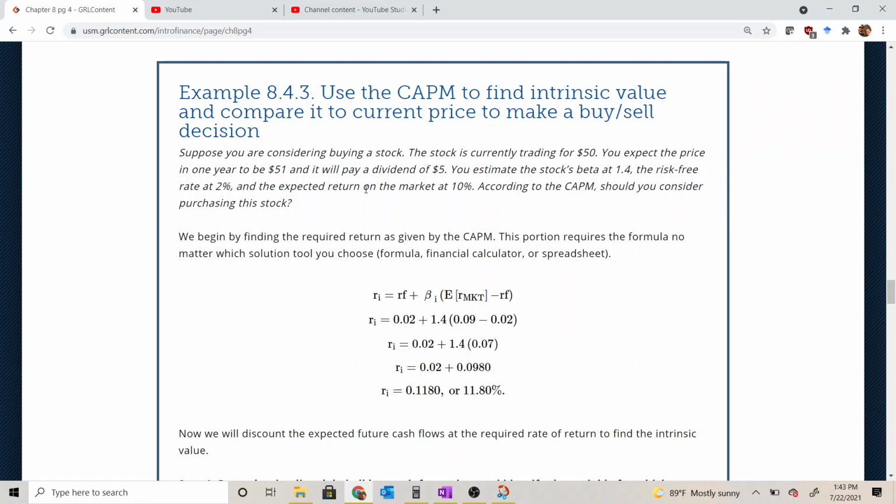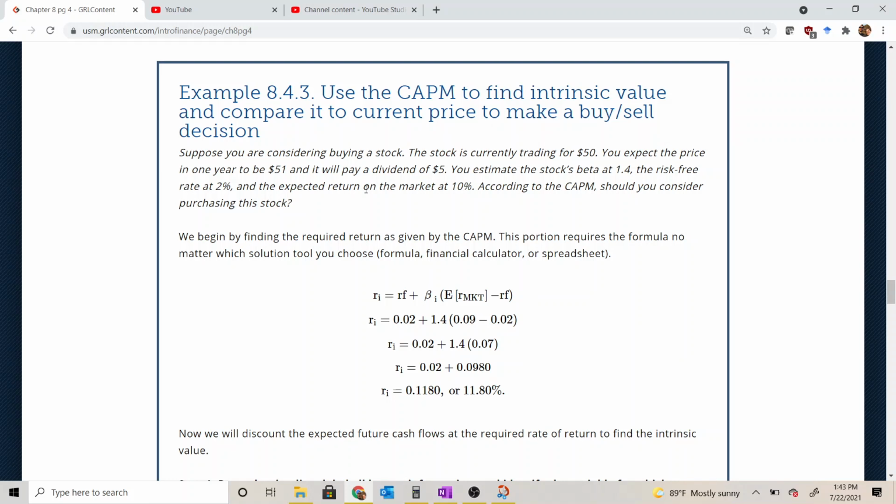And we're trying to make a buy-sell decision based on that. I mentioned in that video that there are two different ways you could use the information in the problem to make that kind of decision. One is to use the returns, like we did in example 8.4.2, the one right before this. We could also do the same analysis based on prices instead of returns. So that's what we're going to do here.